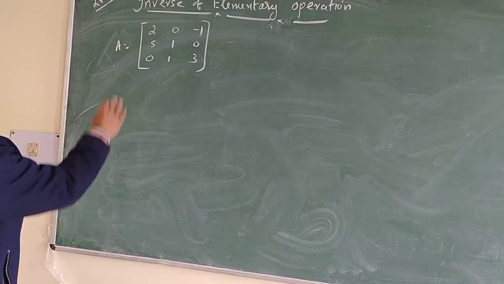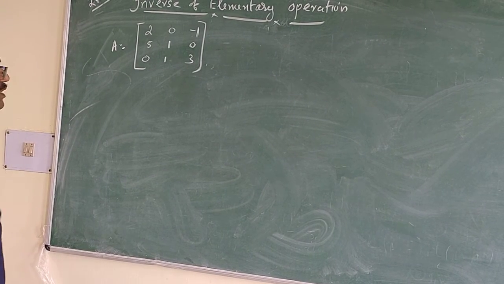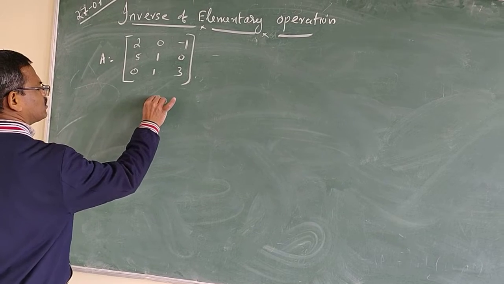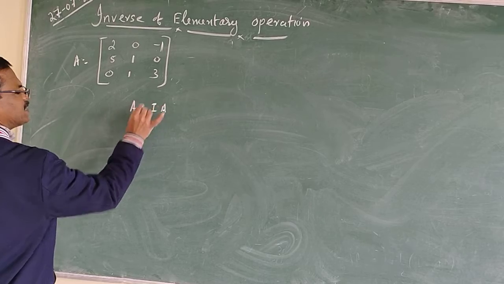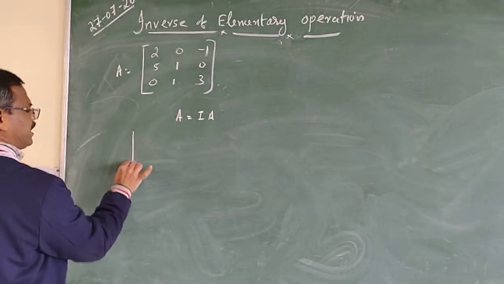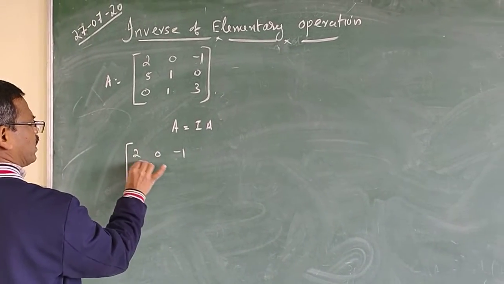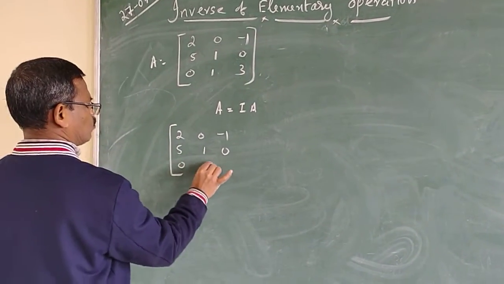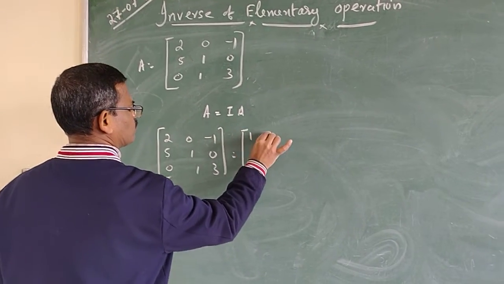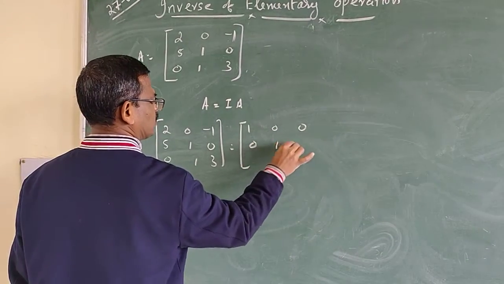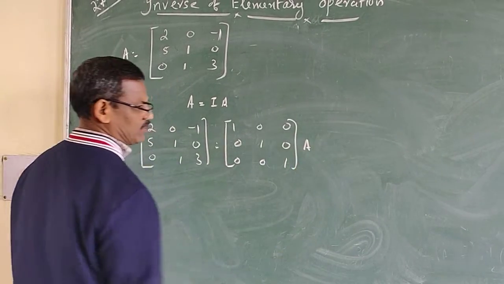And let me explain finding out the inverse of this matrix A by elementary row operations. The first step is that we should write A is equal to I, where I is the identity matrix. So here A is 2 0 minus 1 5 1 0 0 1, and I, you know, I is the identity matrix 1 0 0 0 1 0 0 0 1. This A I am writing A itself.